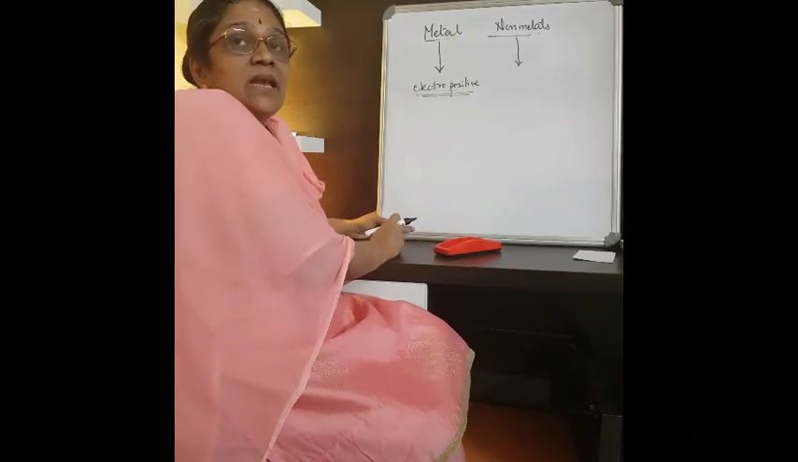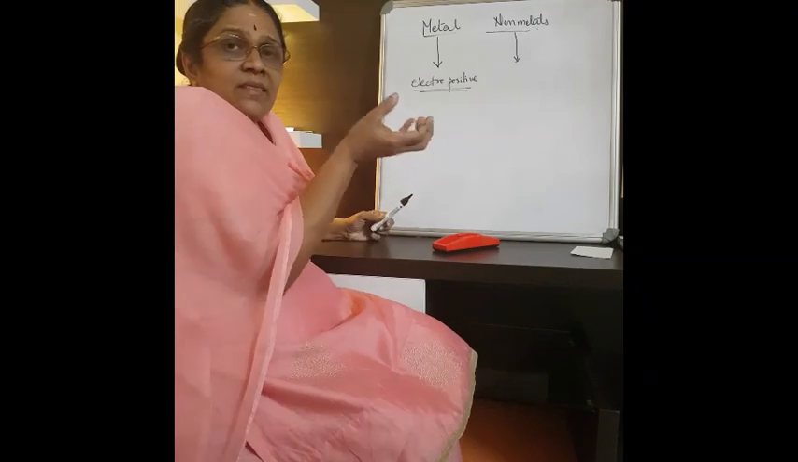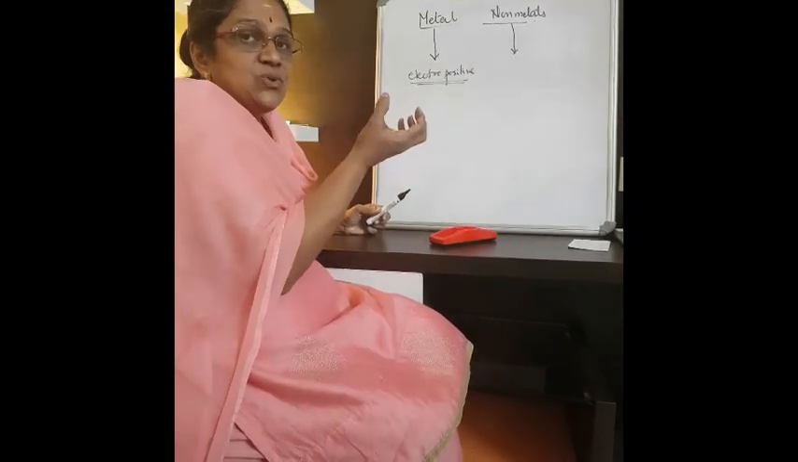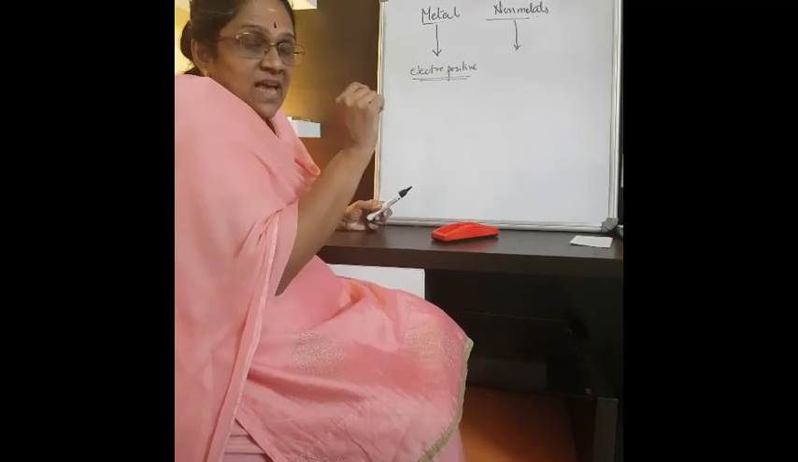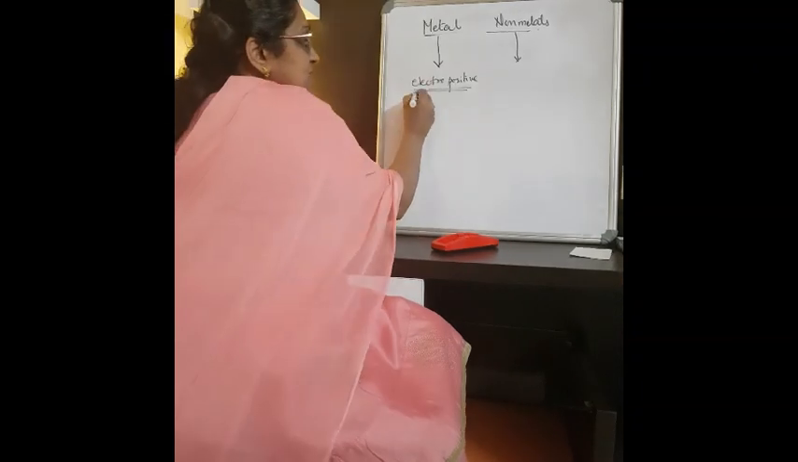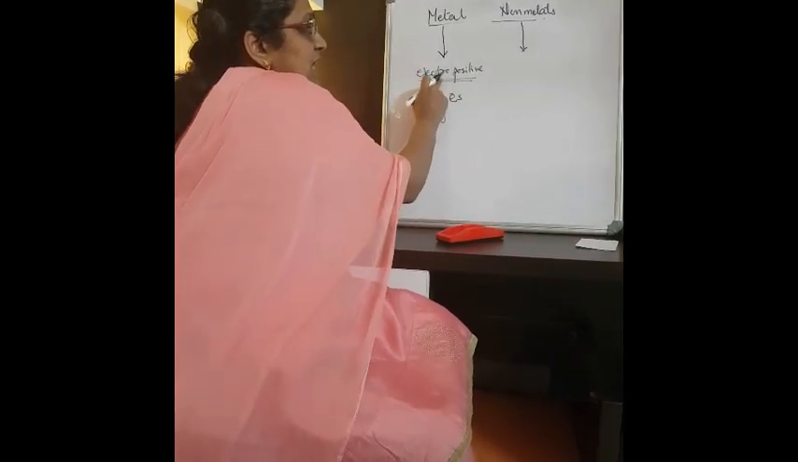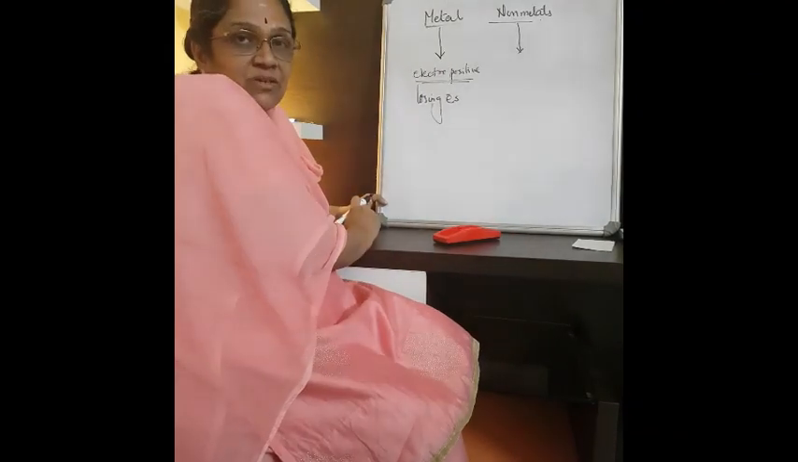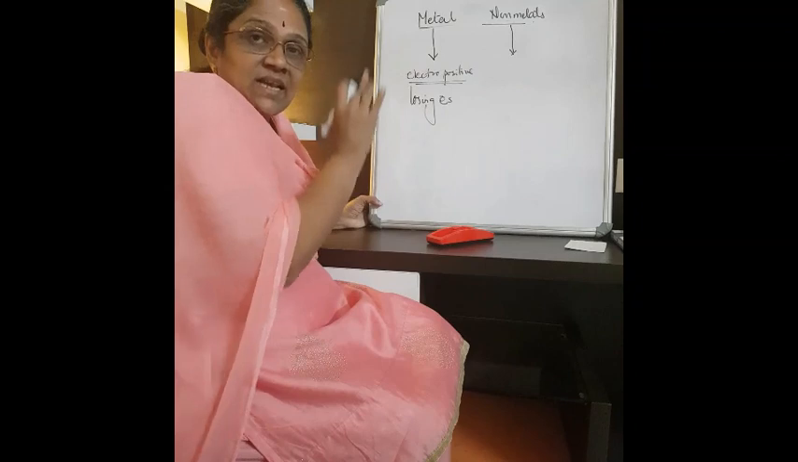Now, what do you mean by electropositive? Electropositive means normally the metals have a tendency to lose electrons. What is it? Metals have a tendency to lose electrons. So, losing electrons is called being electropositive in nature.